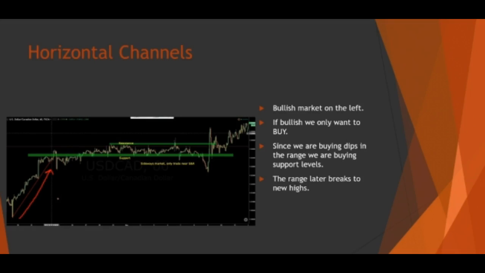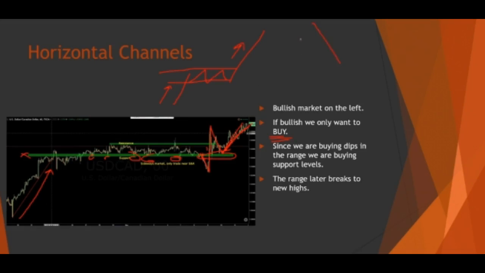We only want to buy. So we're buying the dips in the range off of this support level. Okay? We're buying these dips. The range later, after this false breakout, breaks to these new highs on more support. So as you can see, we go up, we go horizontal, we continue higher. Trend up, trend up. Okay? These are important to understand.